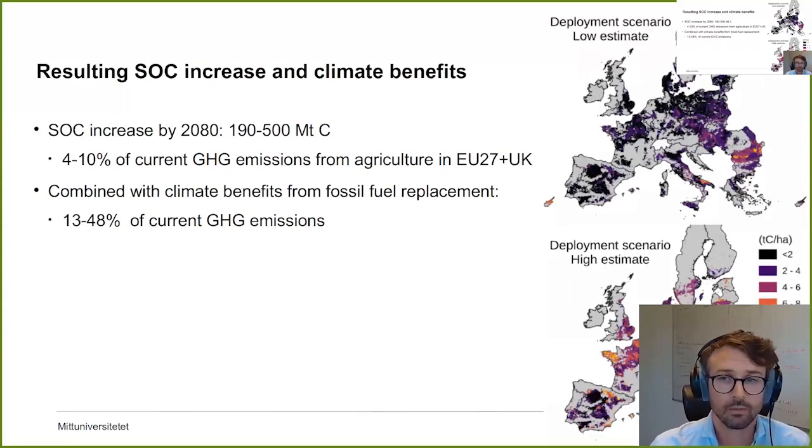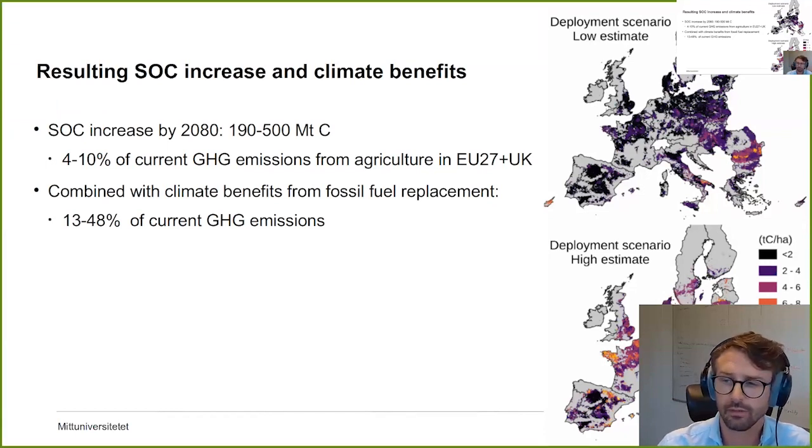And we can see here what the results are on soil organic carbon. This is by 2080. So in the long term, we get a soil organic carbon increase by 200 to 500 million tons of carbon, which is quite a lot. It corresponds to 4 to 10% of the current greenhouse gas emissions from the agricultural sector in the entire Europe. So quite a lot of carbon, and the climate benefits are substantial.